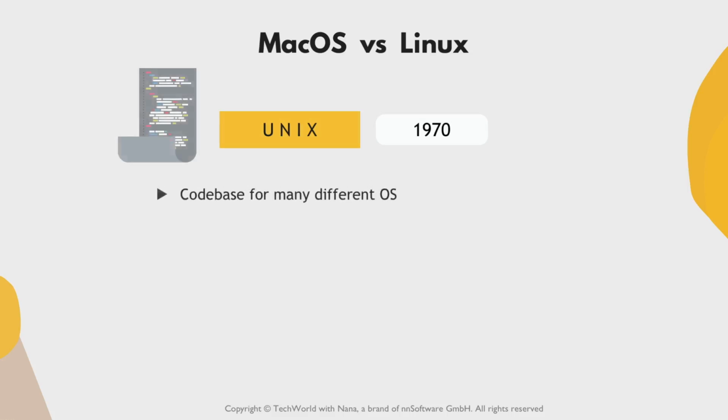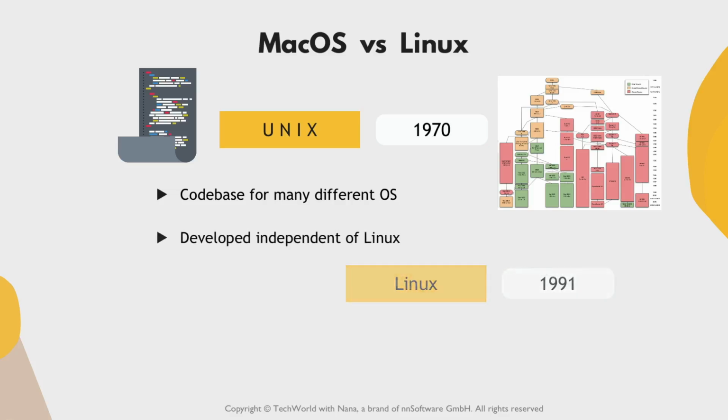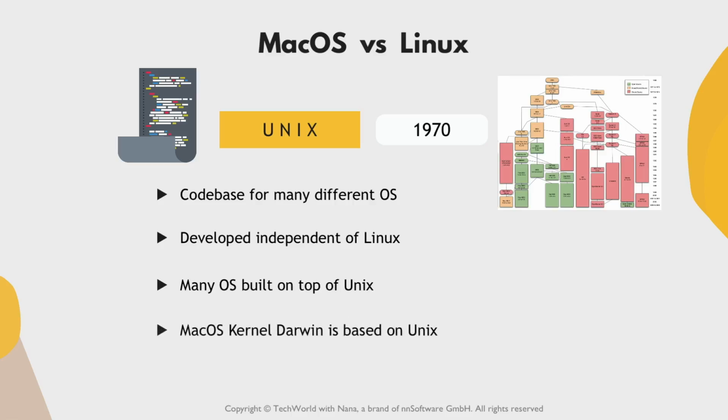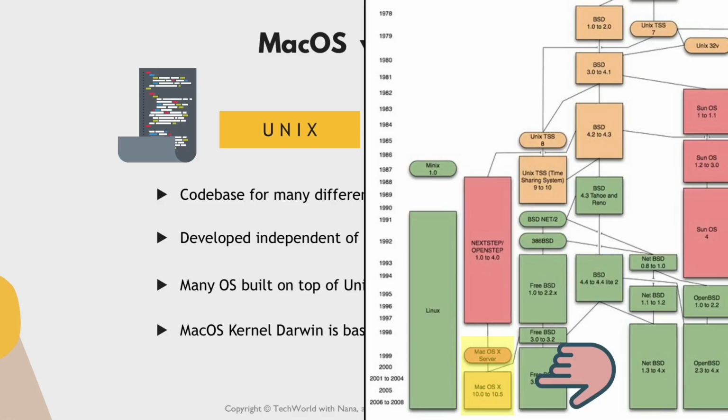Unix was basically a code base for many operating systems back then. And even though it sounds very similar to Linux, it was created independently from Linux, before Linux actually. And it developed in many different ways, resulting in many different flavors of operating systems that were all based on Unix, meaning they all had the source code from Unix and basically just built on top of that. And one of those operating systems was macOS. So the macOS kernel Darwin, which I mentioned earlier, actually includes source code of one of the Unix-based systems, making macOS one of the most popular operating systems which came out of Unix.